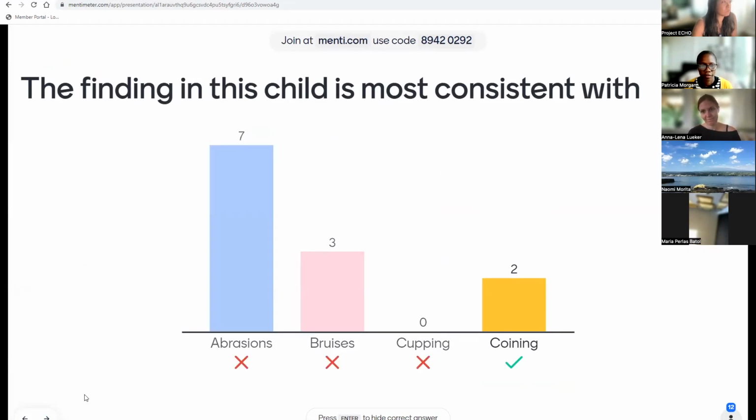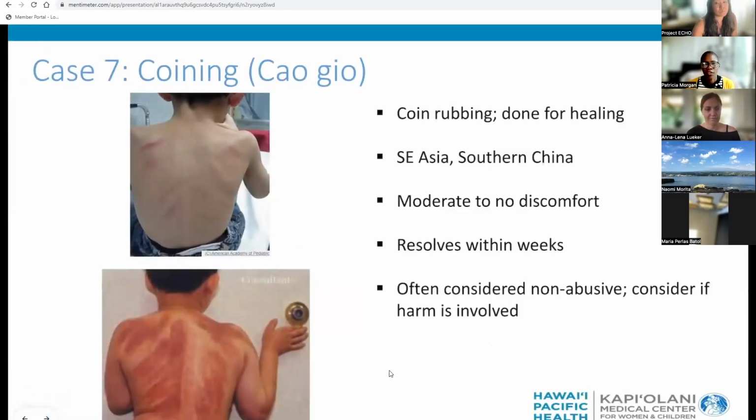So this is coining. And if you haven't seen this yet, and I've had maybe one case in all these years, it is a cultural practice that's done for healing, where they warm the skin with oil or some type of balm, and then they take a coin and rub it along the body. So it's to help, for instance, in a child who's having coughing or vomiting, it's helping to get rid of those symptoms according to that cultural belief. It is commonly practiced in some parts of Southeast Asia, Southern China, and per report from verbal children, it's moderate to no discomfort. These areas of petechiae do actually resolve within weeks.